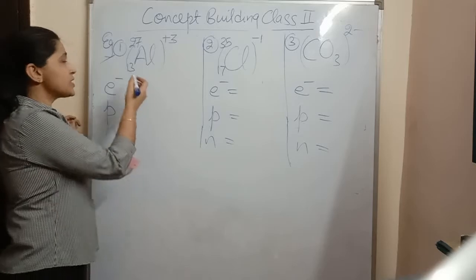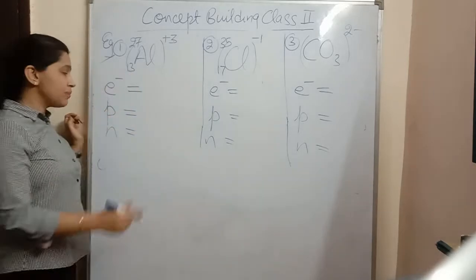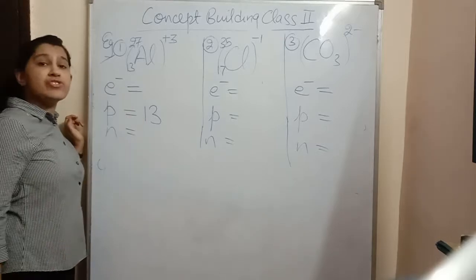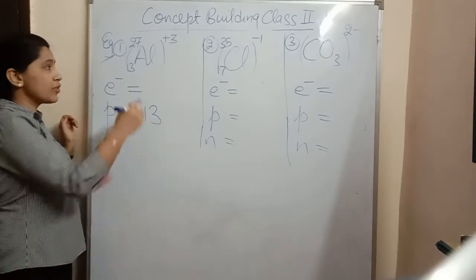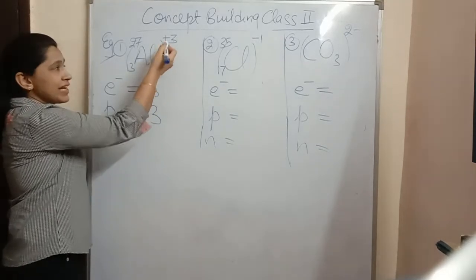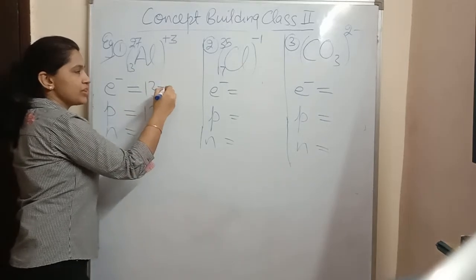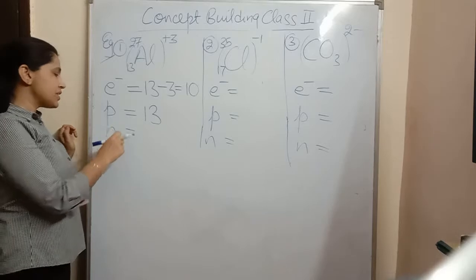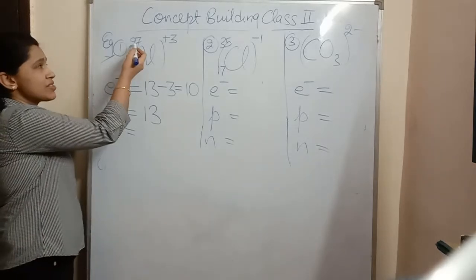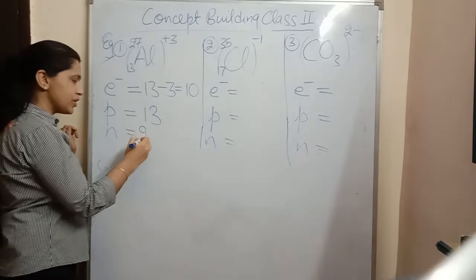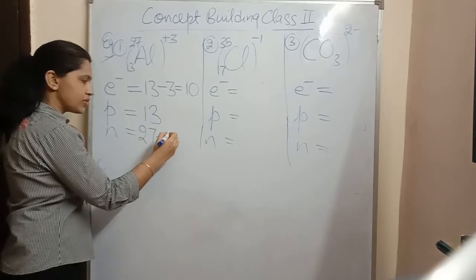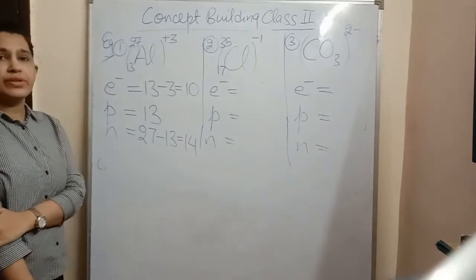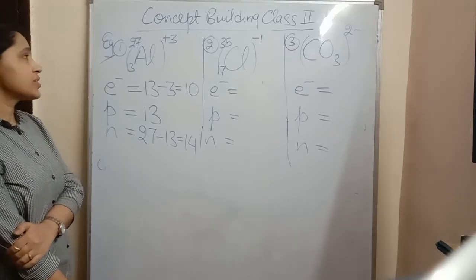So aluminium. What is the atomic number? 13. The protons will also be 13. But what we are changing is electrons. What will the electrons become? 13. It is a cation, so whatever the positive charge, you will remove that many, so it will be 10. And the number of neutrons will remain the same. That is the mass number minus the atomic number. 27 minus 13. That is 14. Right? Go with the next.